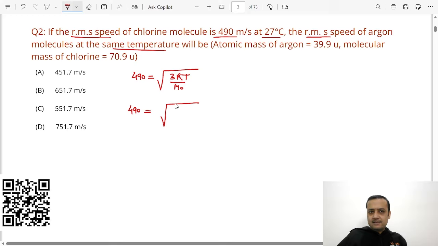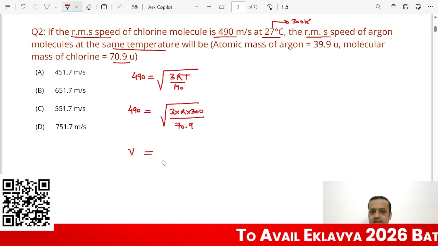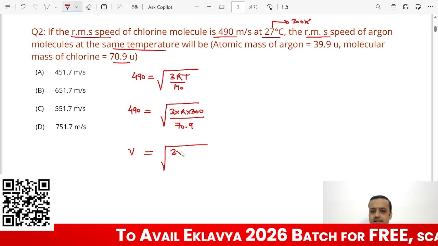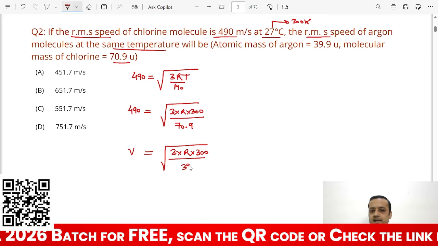However, for the temperature, you should still ideally put Kelvin. Although here again, since we are calculating at the same temperature, even if you put degrees Celsius, it will not matter. So 3 into R into temperature, still I'm converting this into Kelvin. So 27 degrees Celsius will become 300 Kelvin, divided by the molar mass of chlorine. The molar mass of chlorine is 70.9. Now for argon, let us say the RMS speed is v, and we will write 3 into R into temperature, 300 again, divided by 39.9.